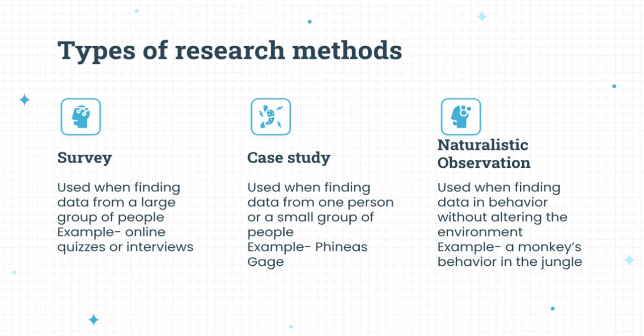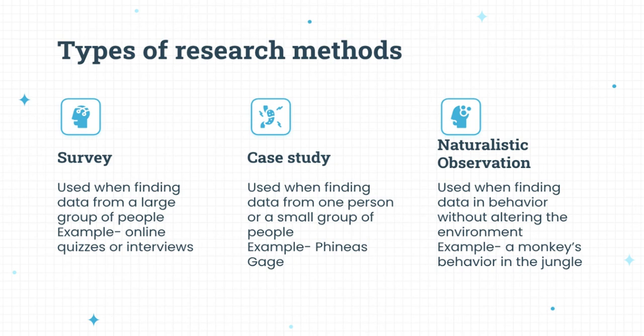A case study is used when finding data from one person or a small group of people. An example of this would be a researcher doing research on Phineas Gage or observing the development of PTSD in a veteran or something similar. The strengths of a case study is that it's very in depth research, but the weakness is that it can't discern general truth, and what might be the results for one person might not be the results for the general population.